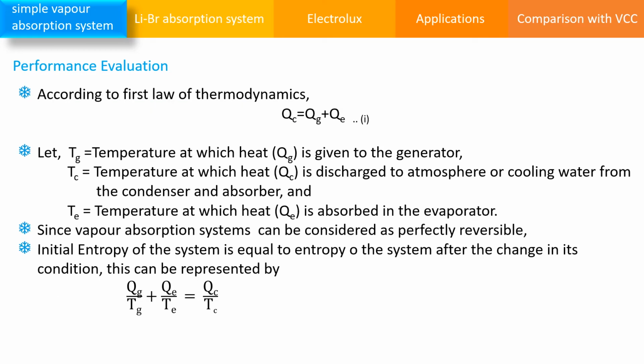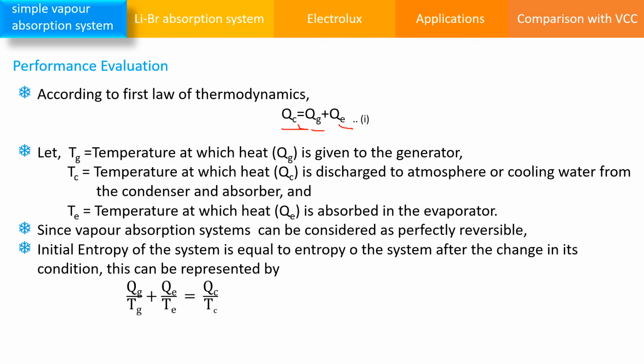Now, according to the first law of thermodynamics, QC is equal to QG plus QE. So QC, the heat rejected to the atmosphere, must be equal to the heat input to the system, that is, the heat absorbed by the system. The system absorbs heat in two places, the generator and the evaporator, and rejects heat in one place, that is the condenser. So heat rejected by the condenser must be equal to QG plus QE, the heat absorbed by the system.